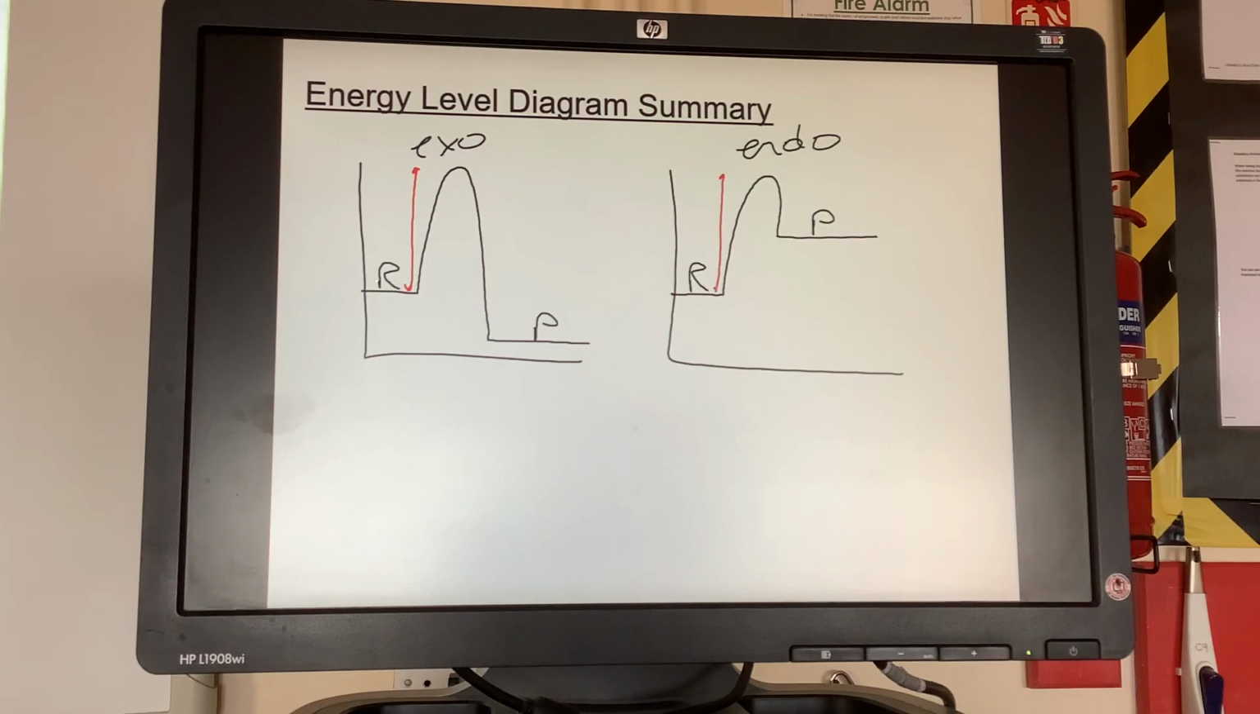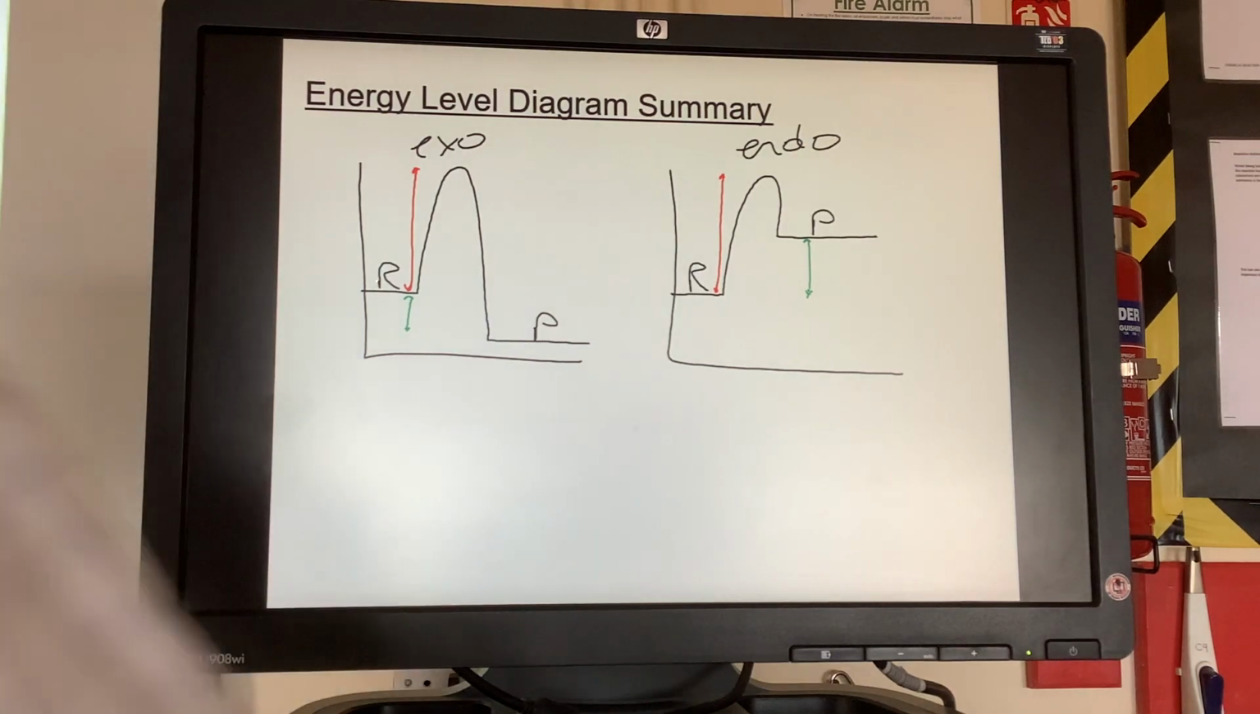what would we say that is? In red, what have I labelled there? You're right, that is the activation energy. Here, in green, would be our energy change. You can remember from the last lesson, if we did the maths to work it out, on the exothermic reaction, do you remember it would be a negative energy value? On an endothermic reaction, it would be a positive energy change value.